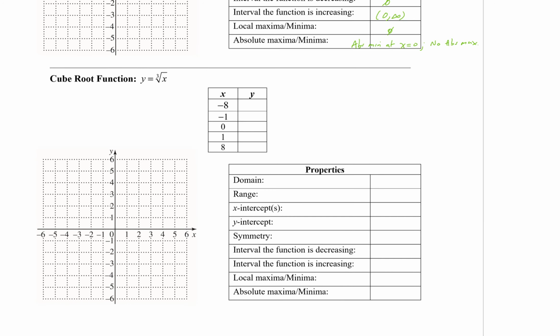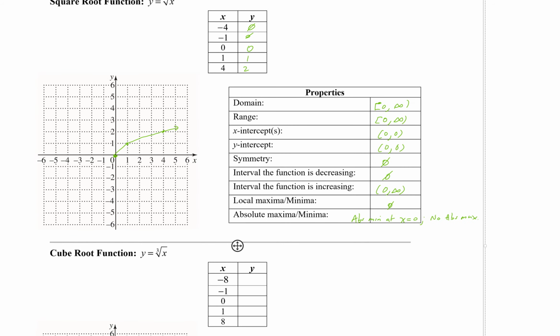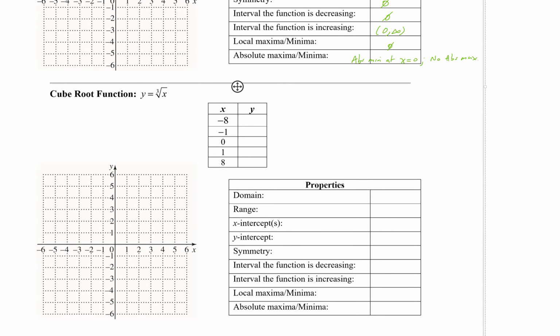The next one is the cube root of x. The cube root of a negative actually does have a solution, not like the one up here where I have to put the empty set. The cube root of negative 8 is negative 2. The cube root of negative 1 is negative 1. The cube root of 0 is obviously 0. The cube root of 1 is 1. The cube root of 8 is 2.